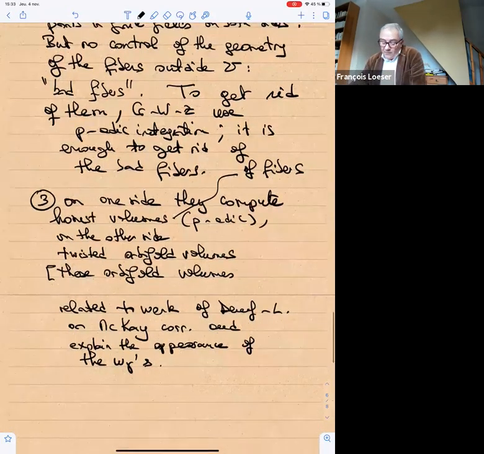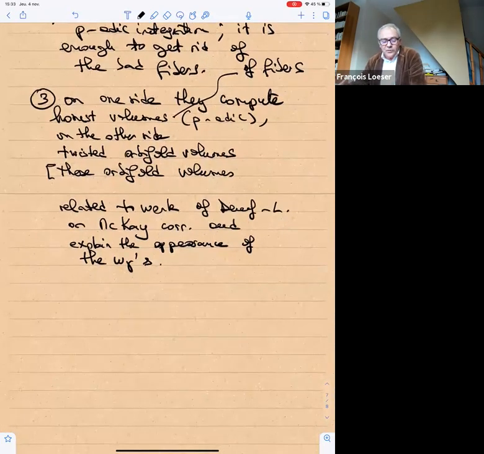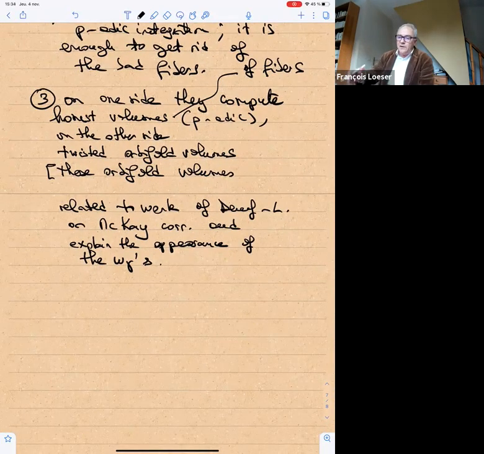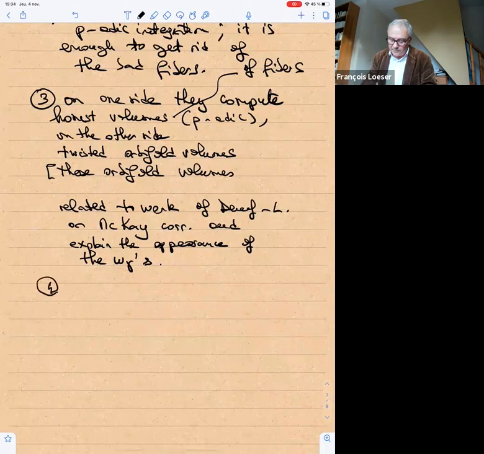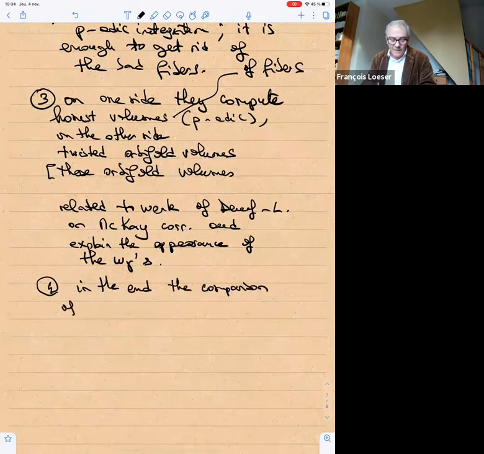Okay, but this is not the end of the story. So you compute some kind of volume on fibers on both sides, and you want to prove that they're equal. So in the end, and that's the key of their proof, you have to compare the fiber volumes, and it's very much non-trivial.